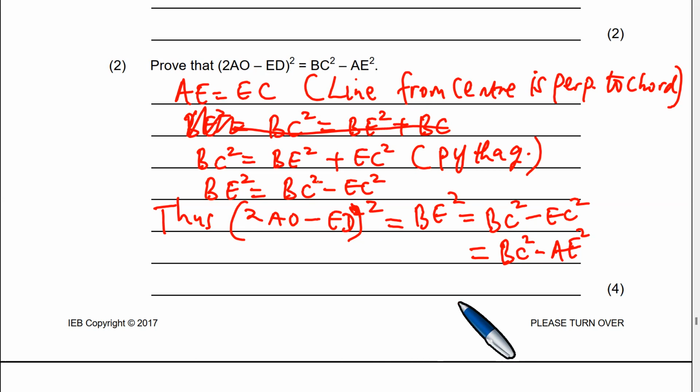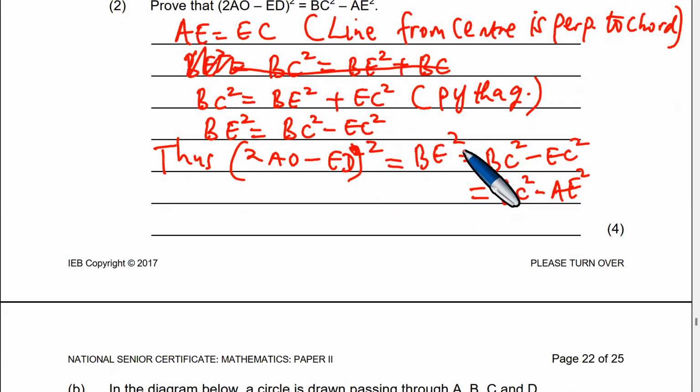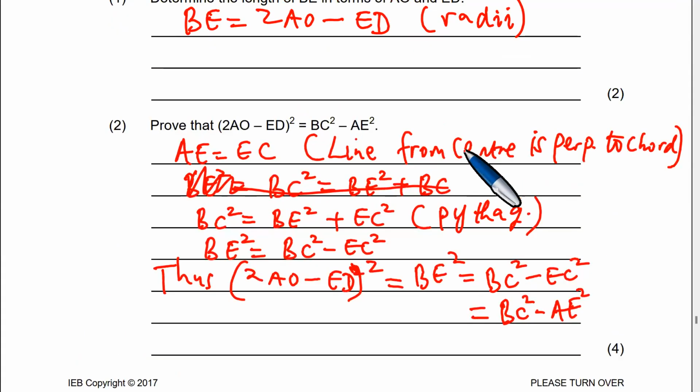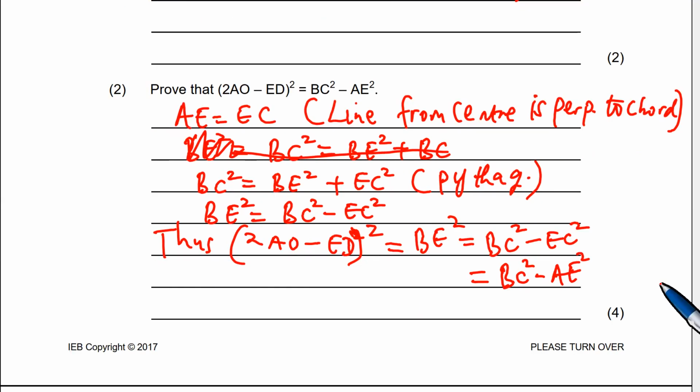Okay, so we've proven, therefore, that twice AO minus ED all squared is equal to BC squared minus AE squared. Okay, we have that. Next question. Look at the proof. You will have a chance to watch this again after. Yes. So you think about it. All right. Next question.